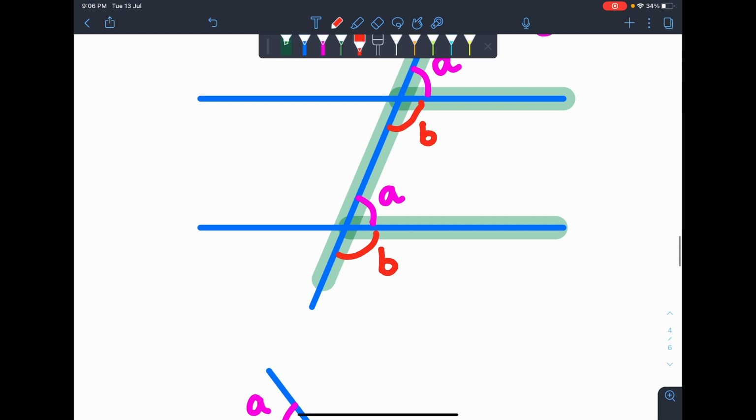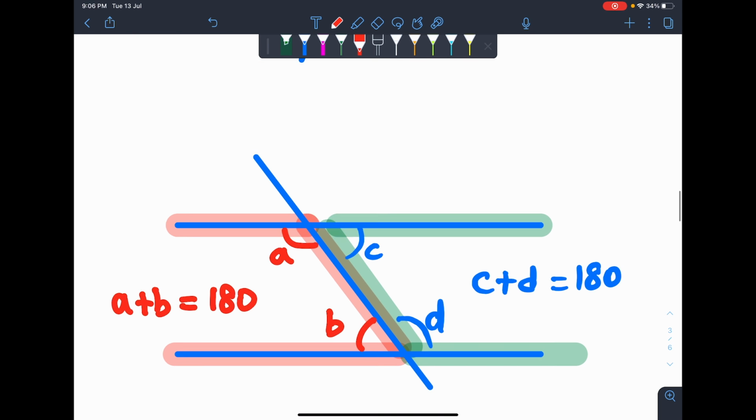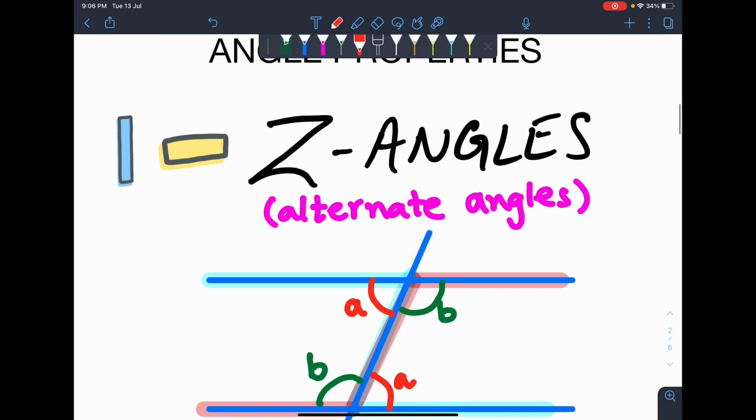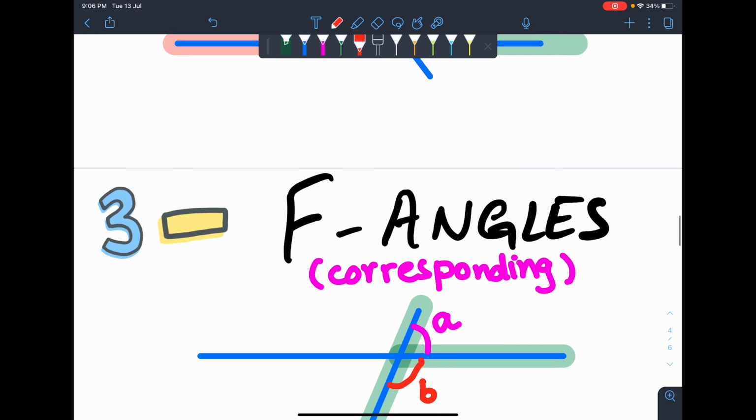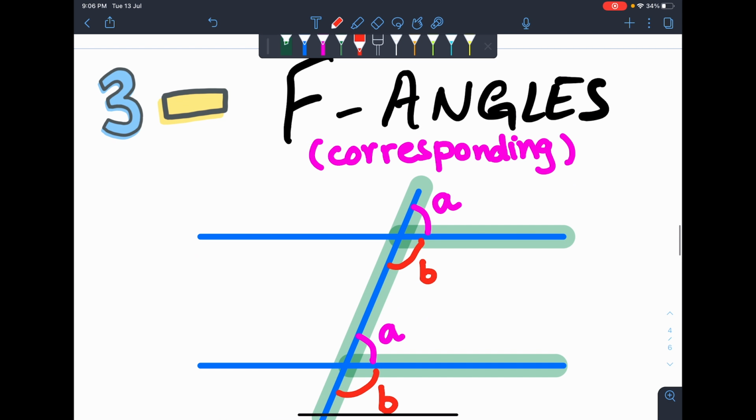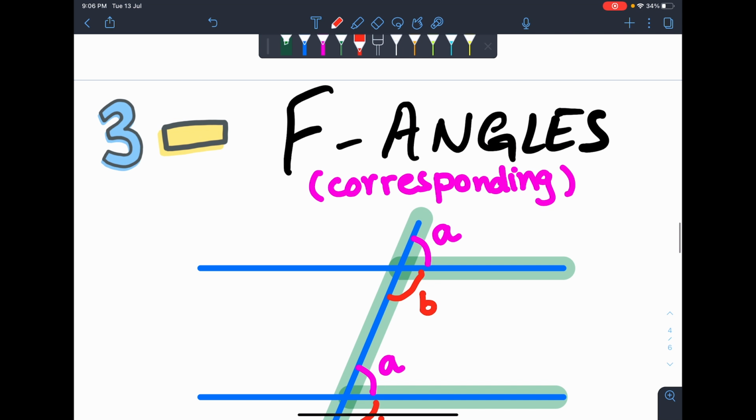Now, before I move on, it is really important to know that all these three angles, the Z angles, which are alternate angles, C angles, which are supplementary angles, and F angles, which are corresponding angles, they are only available if you have a pair of parallel lines. If you do not have parallel lines, none of these shapes would exist. So just because you can see a shape which looks like an F or a C or a Z does not imply that those angles are responding to these properties. These are only available if you have a pair of parallel lines.